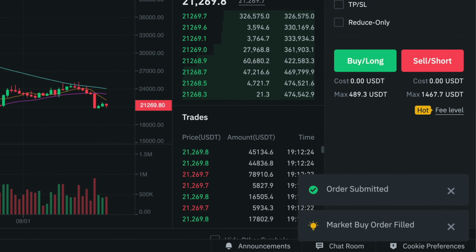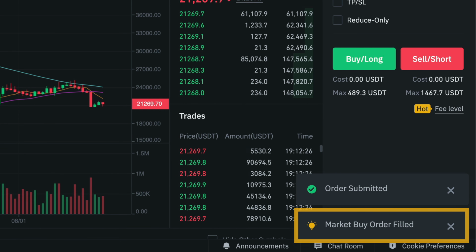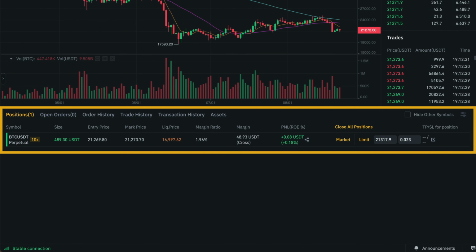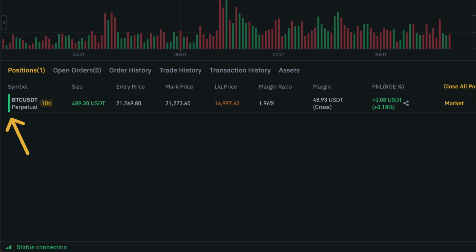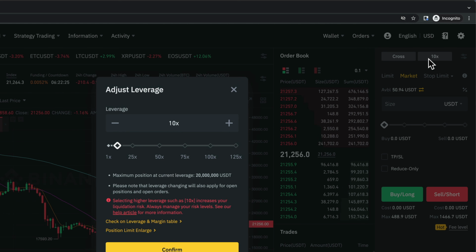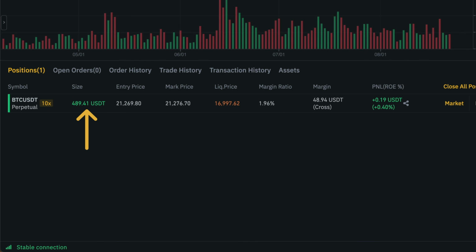Because this was a market order, it was filled immediately and we can now see it in our open positions down here. This position has a green bar, which means that it is a long position. Here we also have the applied leverage, which we can adjust at any time by coming back up here and changing the leverage. Then we have the current value of our position and our entry price.